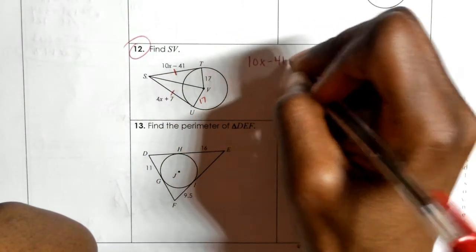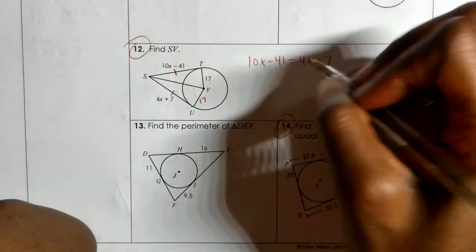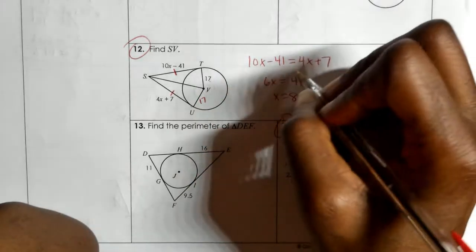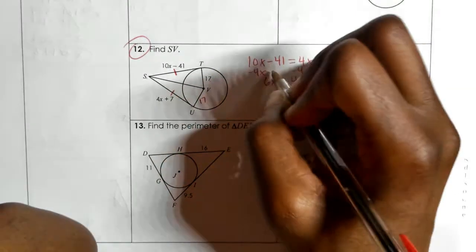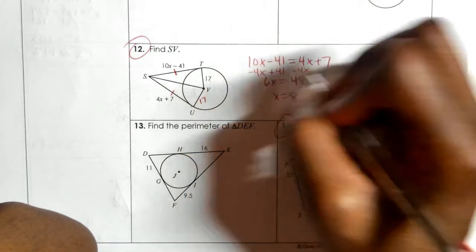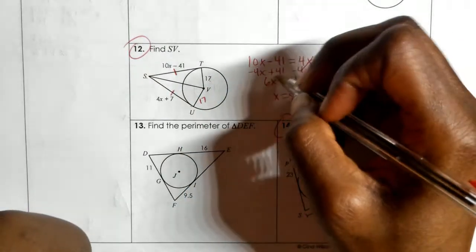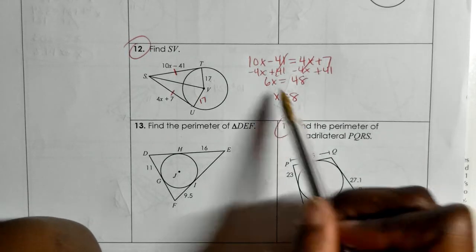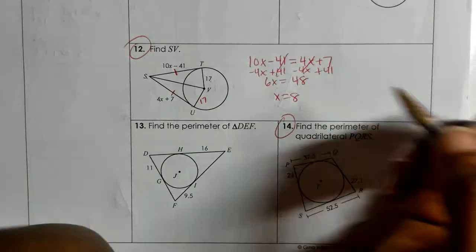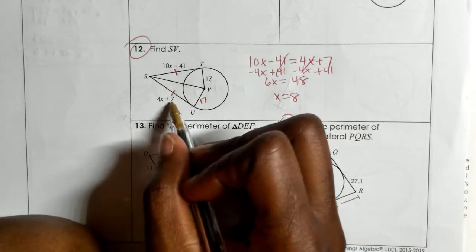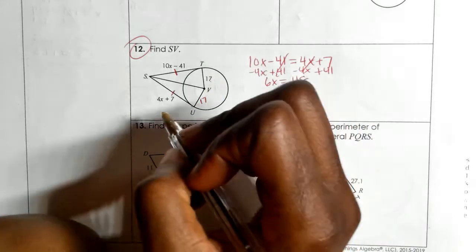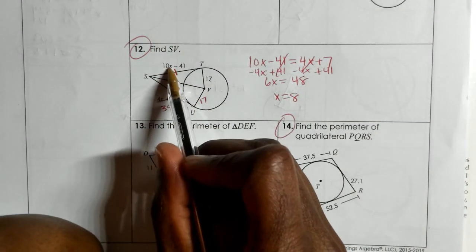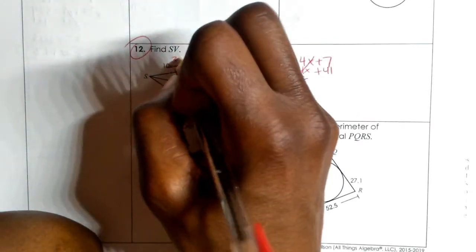So 10x minus 41 has to equal 4x plus 7. And we would solve for x by moving the 4x over and the 41 over. So we get 6x equals 48, and then we divide both sides by 6 to get 8. Okay, so when we plug 8 in, 32 plus 7 is going to be 39. And then if we double check, 80 minus 41 is also 39, so we did it correctly.